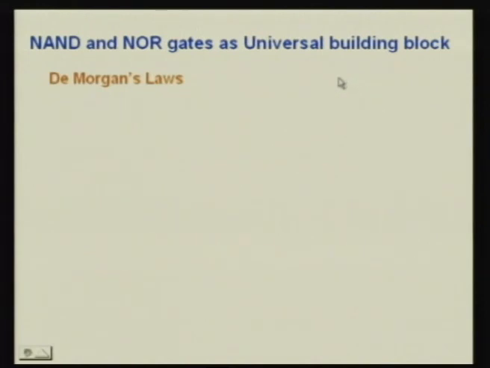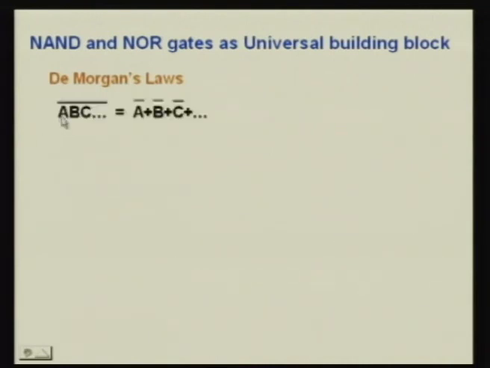So now we will see how we can realize different gates using only NAND gates and using only NOR gates. Before going to NAND and NOR gates as a universal building block, first we should know about De Morgan's law. There are two De Morgan's laws, and they are very important in solving any digital circuit, getting and minimizing the output, and we can do various operations, as we will see later.